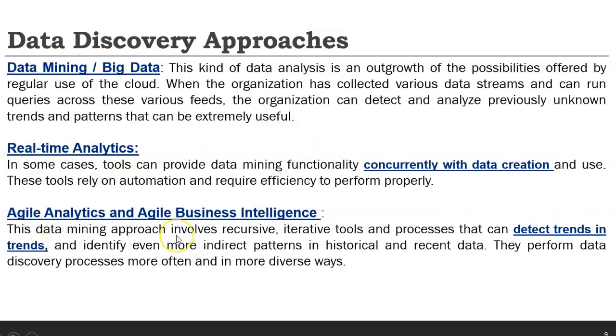The last one is Agile Analytics and Agile Business Intelligence. Here the data is divided into small chunks, and the same way the Agile method is followed. Trends are detected in the trends. The keyword is trends in the trends. Small trends are detected, then again within that, trends are detected. So that's the theory part. Very important, we'll see the questions now.